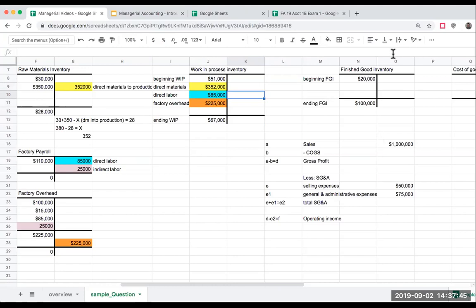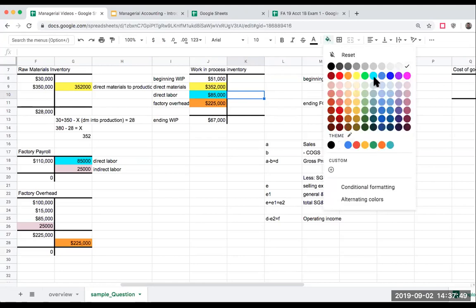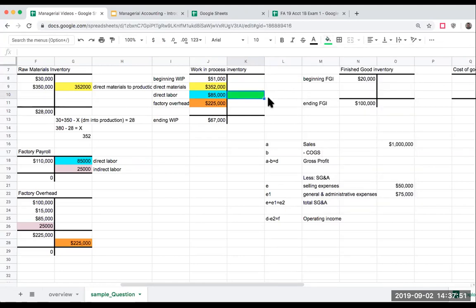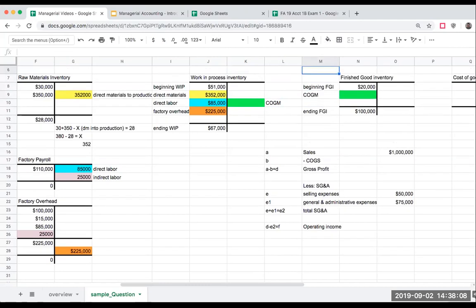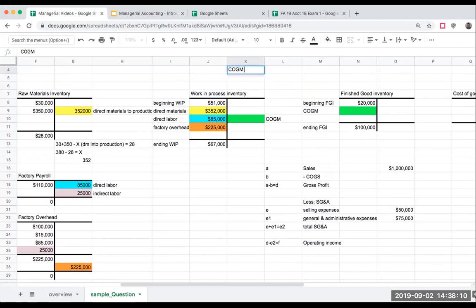Rather, what I need to figure out is, what was my cost of goods manufactured? How many goods did I complete? Or what was that dollar amount that I completed out of work in process and sent over here to finished goods inventory? This is what we call our cost of goods manufactured, or COGM.